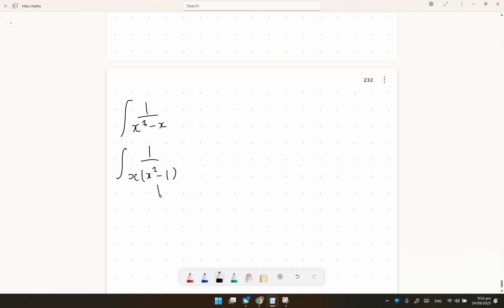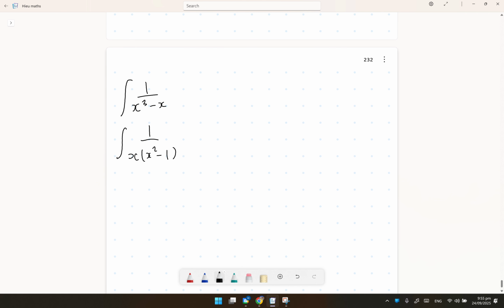Okay. If you notice, this is the difference of two squares, right? It basically means that a minus b multiplied by a plus b is going to be equal to a squared minus b squared. And so in this case, we have x squared minus 1. 1 is the square of 1, and x squared is the square of x. So we can rewrite this equation as 1 over x multiplied by x minus 1 and x plus 1.